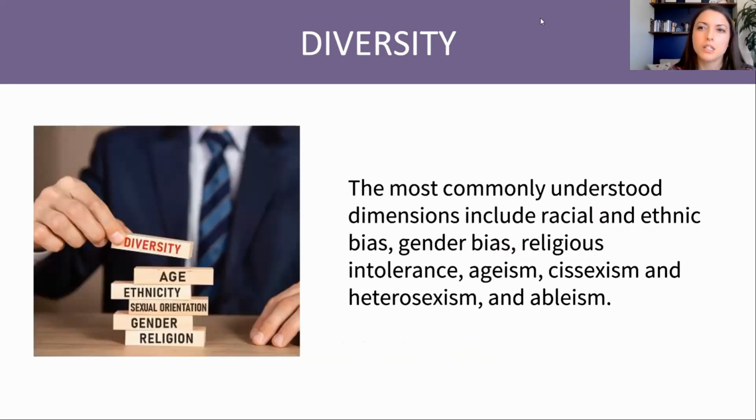And the most common areas that can be marginalized or not included and really need that support when it comes to inclusion is looking at these dimensions of racial and ethnic bias, gender bias, religious intolerance, other areas of ageism, sexism, heterosexism, and ableism. So these are all different ways that counteract the value and importance of diversity, and it's really important as educators and leaders and scholars that we support ways to counteract that and ensure that we have inclusive practices and inclusive behaviors that support this diversity and representation.